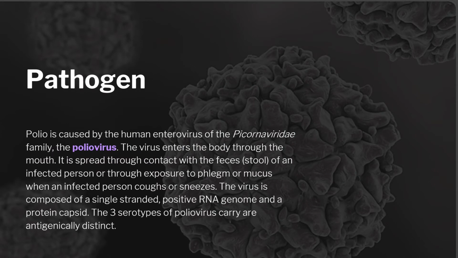Polio is caused by the human enterovirus of the Picornaviridae family, the poliovirus. The virus enters the body through the mouth. It is spread through contact with feces of an infected person or through exposure to phlegm or mucus when an infected person coughs or sneezes. The virus is composed of a single-stranded, positive RNA genome and a protein capsid. The 3 serotypes that the poliovirus carries are antigenically distinct.